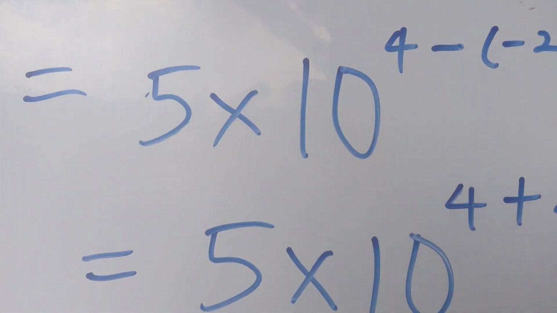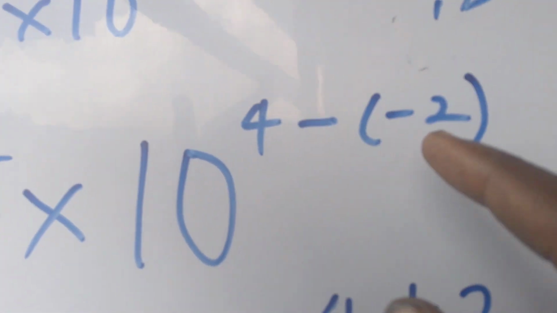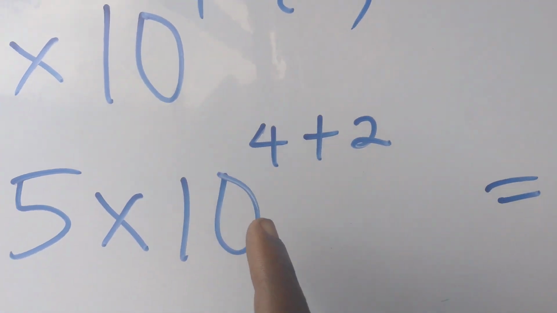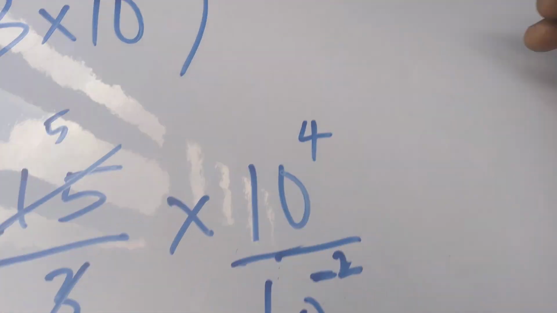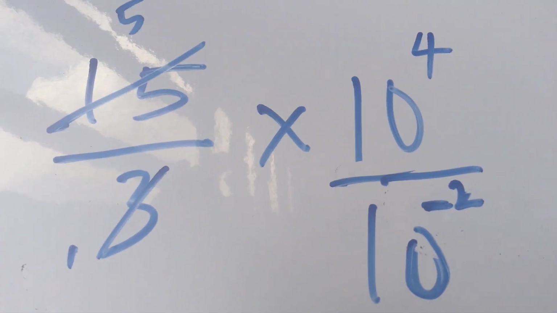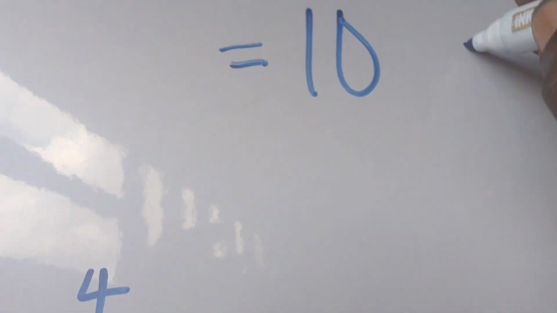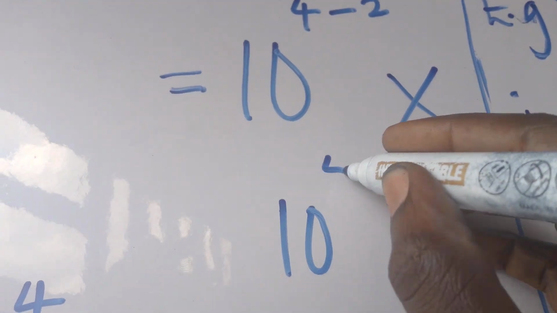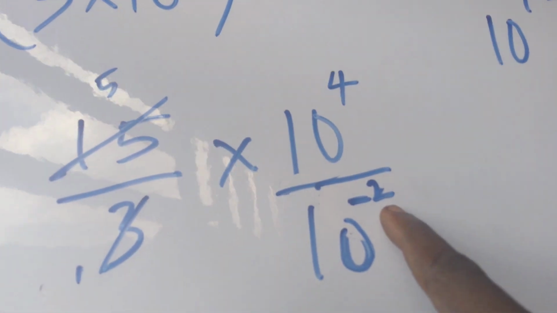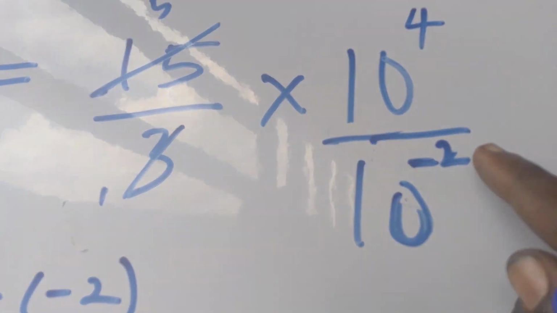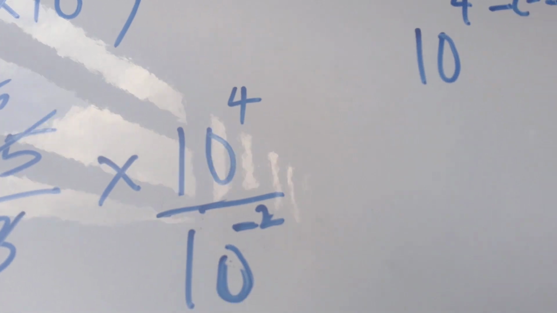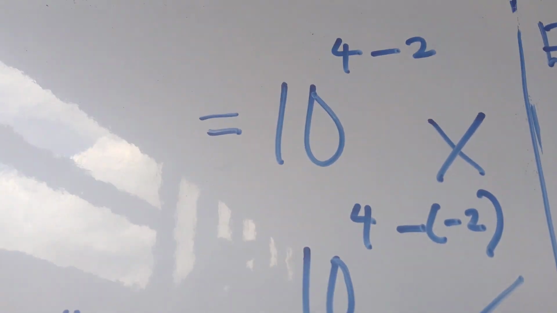That would be 10 raised to the power 4 minus, open bracket, minus 2. So this should be in the bracket, minus 2. And minus times minus is plus. That is 4 plus 2. Mind you, take note, I did not write 10 raised to the power 4 minus 2. That is not it. This is wrong. Why? This one has its own negative sign, and they said you should subtract the whole of this from this. So this is the correct thing, not this. Okay?